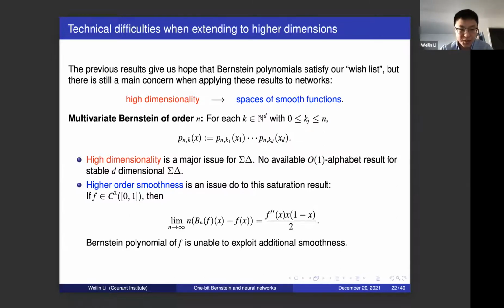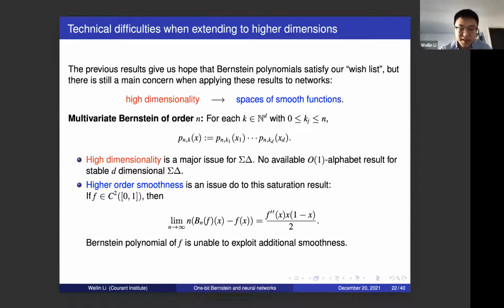But now here's the issue, which is this usual saturation result for Bernstein. And this is also why Bernstein polynomials aren't used as often in practice. It says that if f is C2, then the rate of convergence between f and its Bernstein polynomial is on the order of 1 over n. I mean, unless the second derivative of f is 0. So unless f is a linear function, the best rate of approximation you can get is 1 over n.